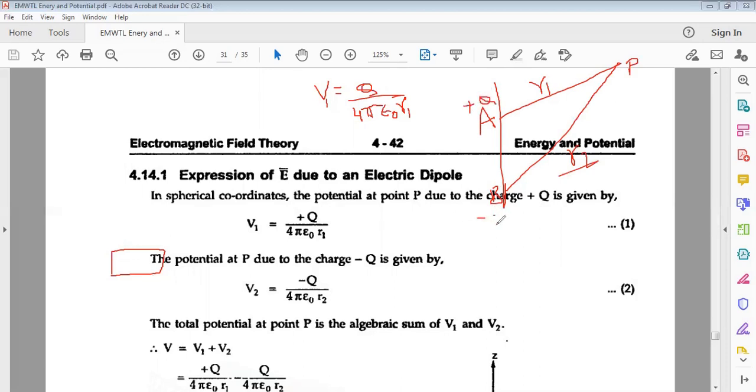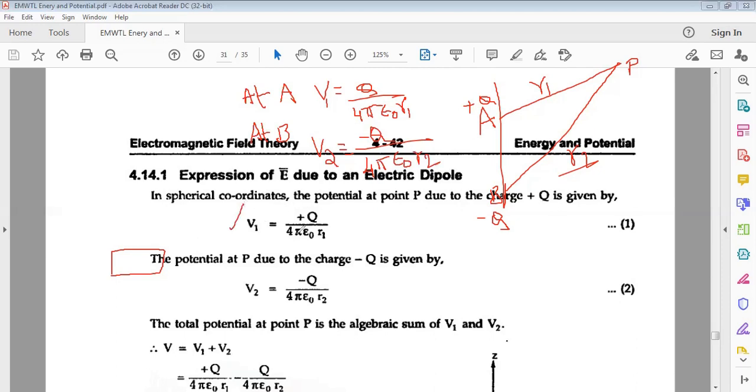And at point B, the charge is minus Q. So V1 is equal to Q by 4 pi epsilon naught R1, where R1 is the distance from A to P. Similarly, for V2, the potential is due to the charge at B, so V2 at point P is equal to minus Q by 4 pi epsilon naught R2, because the charge is minus Q and the distance from B to P is R2. Got it, my dear students?